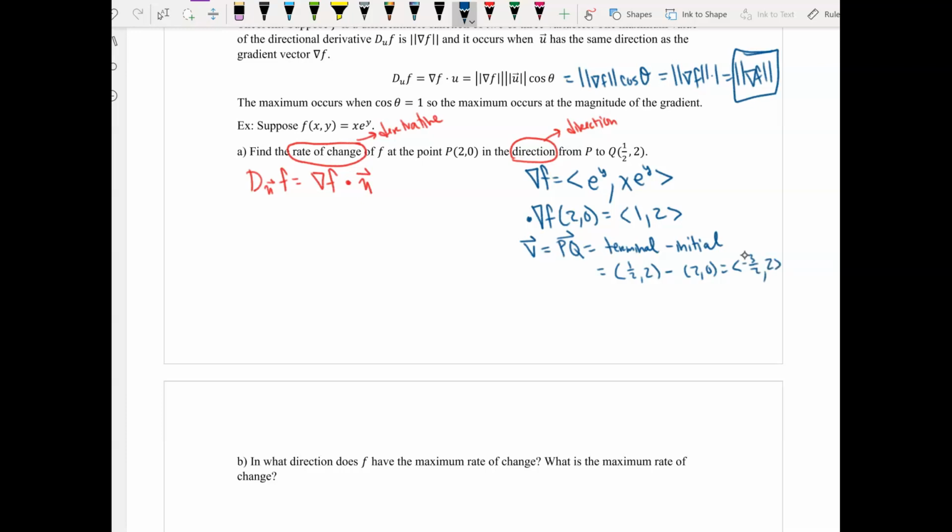Now remember, this is not a unit vector. So we need to make it into a unit vector by normalizing it. You take -3/2 and 2 and divide by the square root of (-3/2) squared plus 2 squared. What that gives me is -3/5, 4/5. So here is my gradient vector and this is my unit vector.